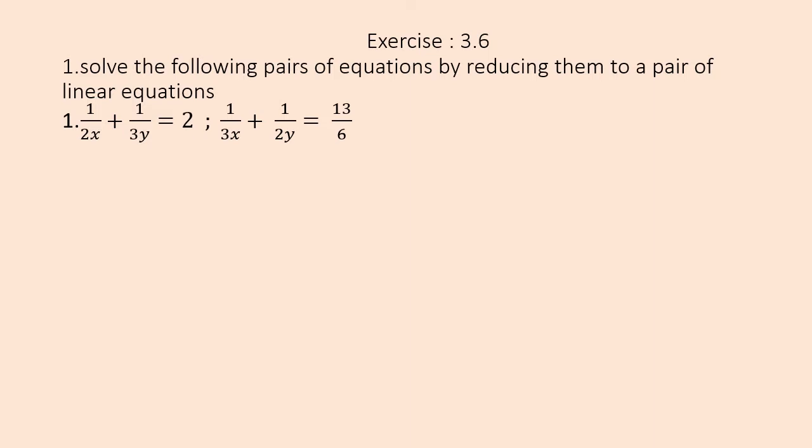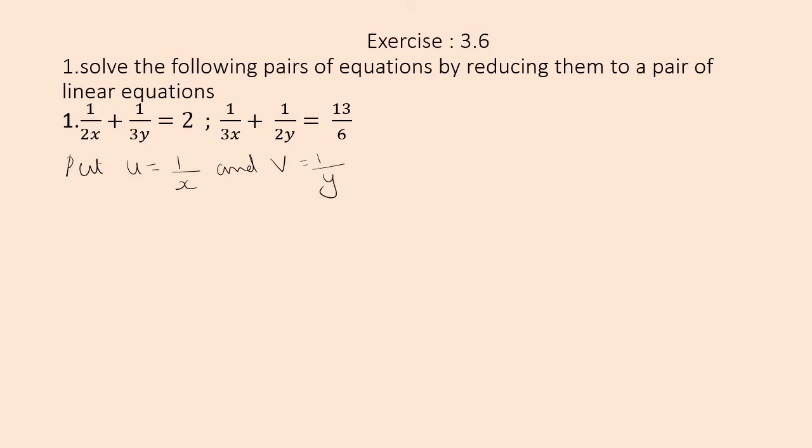Here, the given pair of equations has the variables x and y, but they are in the denominator. That means the power of the variable is coming as negative, so it is not in its standard form. Therefore, the first step is to convert the given equations into a pair of linear equations. For that, we do the substitution. That is, put u equal to 1 upon x and v equal to 1 upon y.